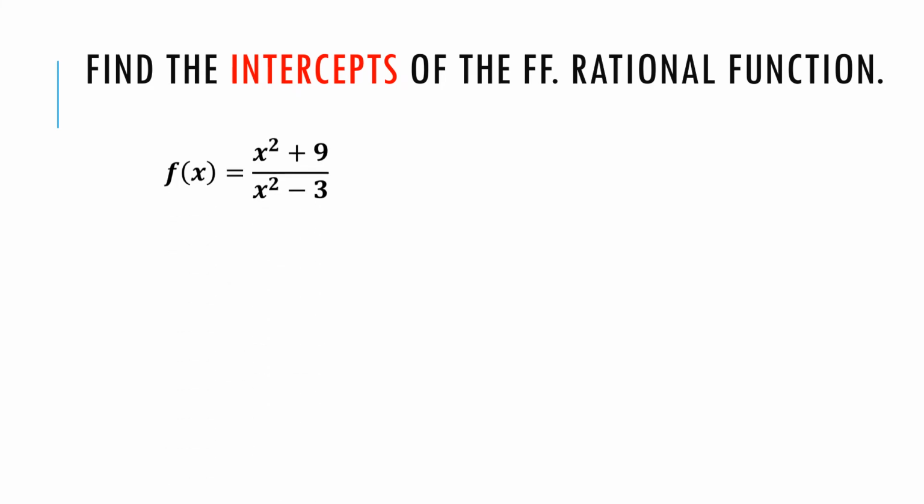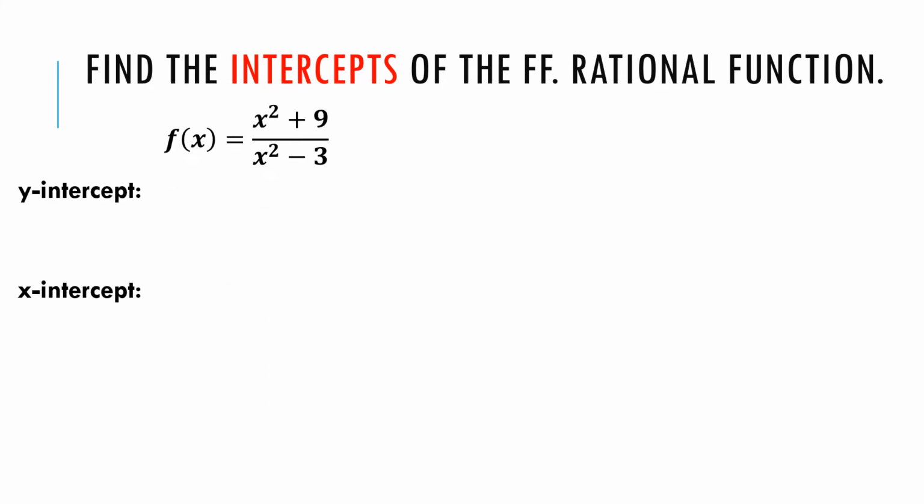Another example, we have f of x is equal to x squared plus 9 all over x squared minus 3. Now, let's find the value of y-intercept. Magiging, yan, ginawa lang 0 lahat ng x variable. So, magiging 0 squared plus 9, the answer is 9. Okay, 0 squared minus 3, the answer is negative 3. 9 divided by negative 3, the answer is negative 3. That means ang y-intercept natin is 0, negative 3.